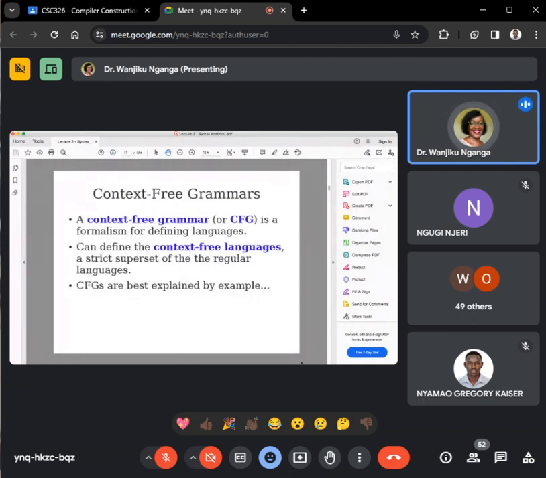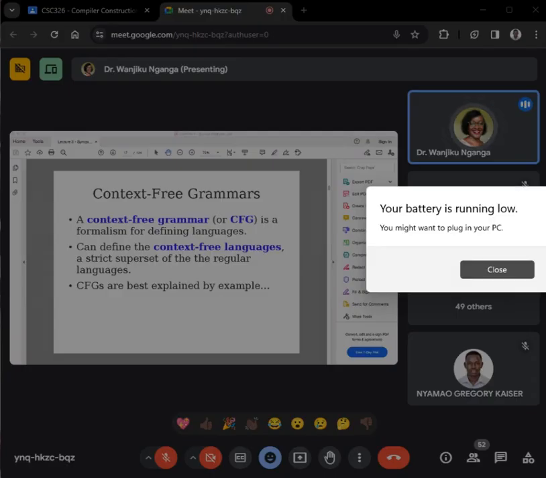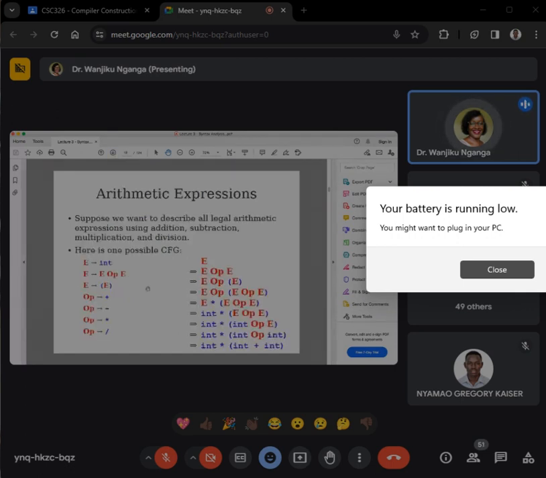This is stuff we already know, so I'll move pretty fast. A CFG is basically a formalism for defining context-free languages, and this is a superset of regular languages. So CFGs can define both regular and context-free languages, but not the other way around. The formalism for regular languages cannot be used to define context-free languages. Just to refresh our minds, this is an example of a CFG.